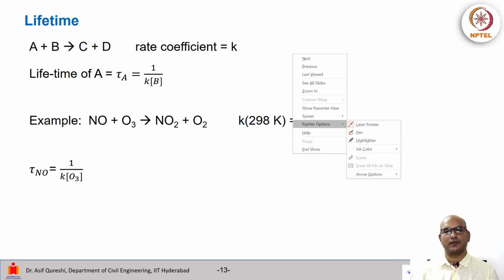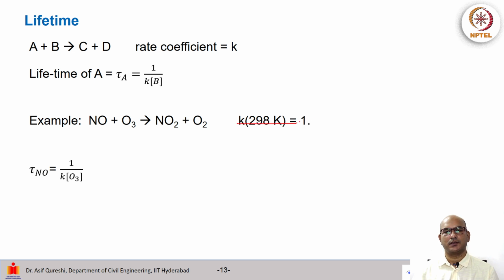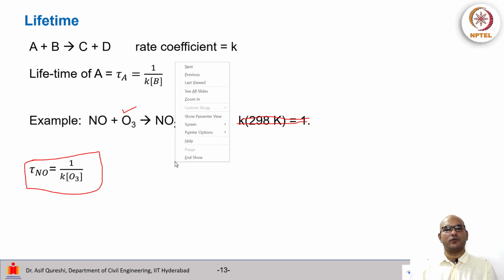we can ignore this. The value is not important right now. If we have NO plus O3 gives NO2 plus O2, tau NO can be given as 1 by K times O3. So this is the lifetime of NO, and it makes sense because if we increase the ozone concentration, more of NO will be destroyed because this is the reaction. So the more the ozone concentration, the less NO will be living in the atmosphere. It will basically get destroyed faster.